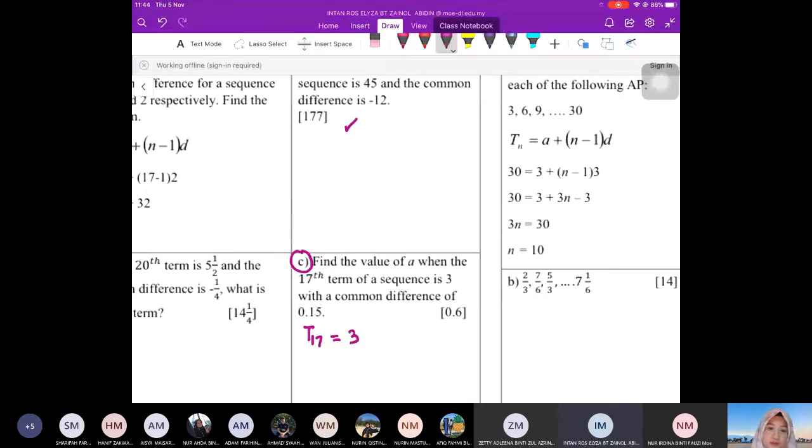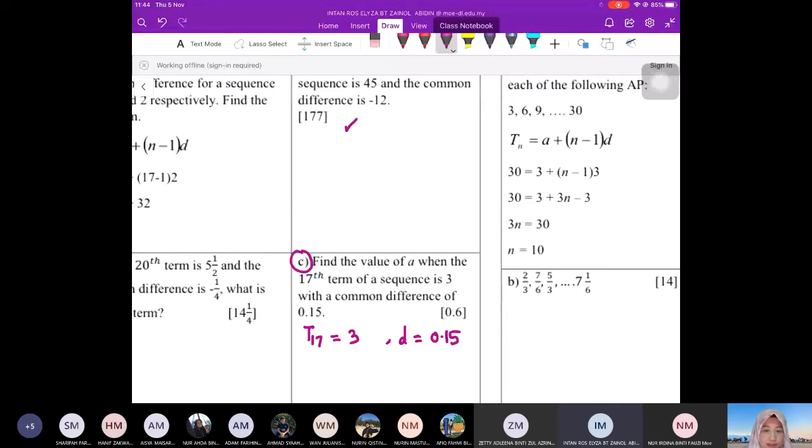A common difference dia 0.15. So you tulis sebelah dia, d equal to 0.15. So benda-benda ni when you want to answer a question, benda-benda yang dia bagi sentence tu you kena keluarkan. Okay, you represent that one as apa. And then you know that T17, takkan you nak biar je T17, betul tak? Since you know that this is an AP and T17 tu dia ada formula dia, betul tak? T17 tu actually Tn is a plus (n minus 1)d.